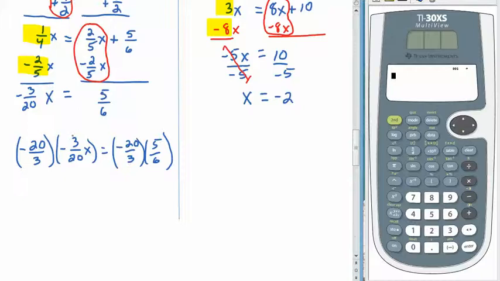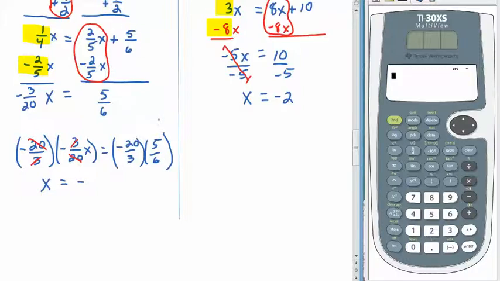The left-hand side is pretty nice. A negative times a negative is a positive. 3/3 is 1. 20/20 is 1. And we end up with a plain old ordinary x. On the right-hand side, we have a negative times a positive. So that's going to give us a negative answer. And then we'll just look at the numerators and denominators to see if we have any common factors. Gosh, my brain stopped there for a second.